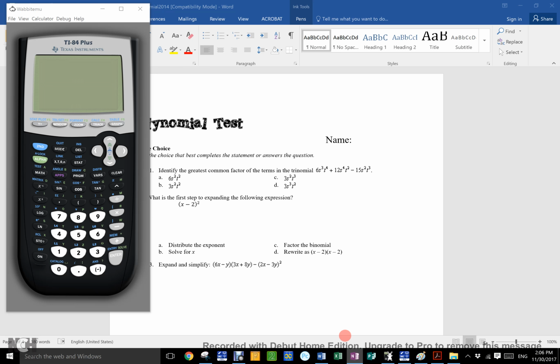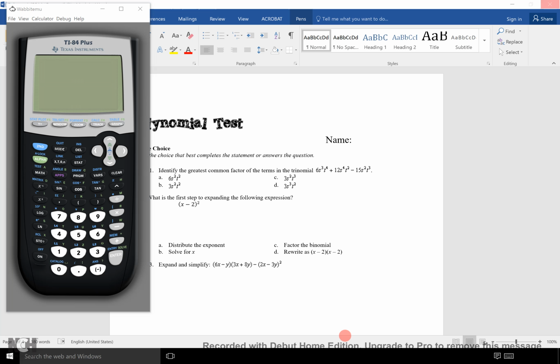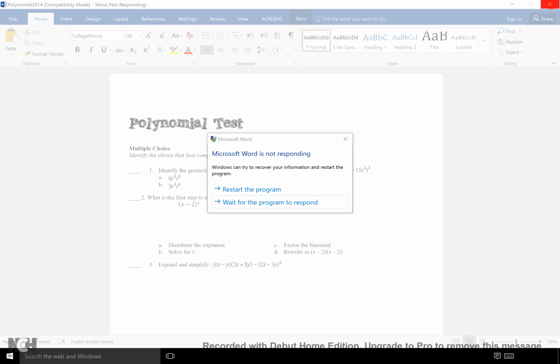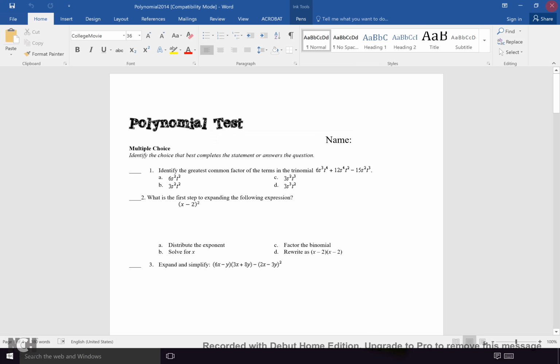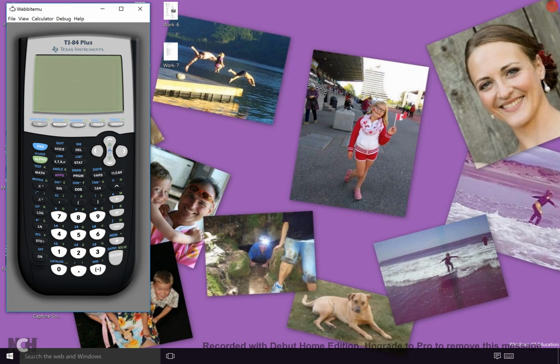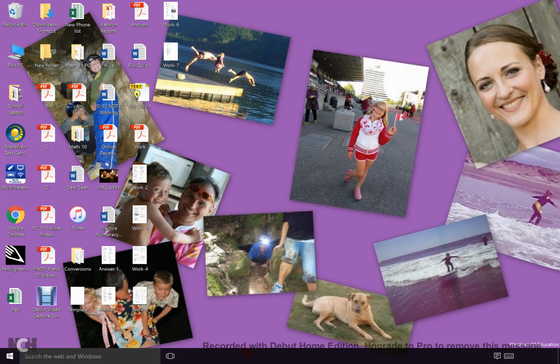Come on, open window. You guys have already written that test. I have this one paper. Apparently, I've lost all of my programs. There they are.